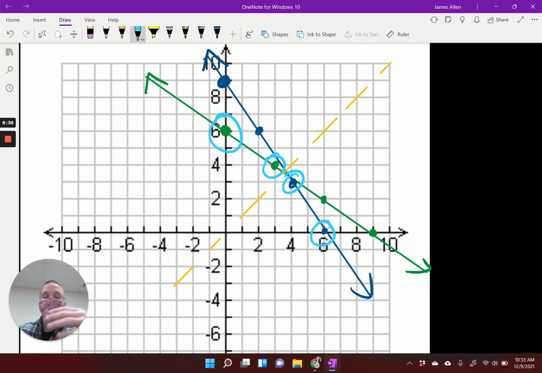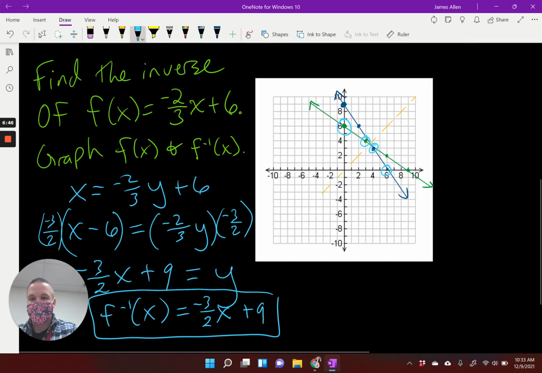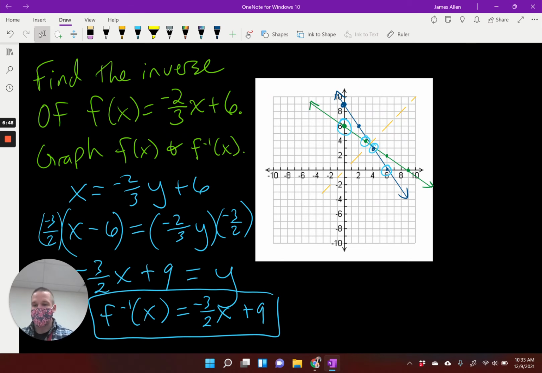Here we were lucky. They both had nice y-intercepts, so it's an easy start point, and we work with the slopes. But if that's not the case, you can always switch your x and y coordinates. That's it for graphing. That's all you got for graphing.